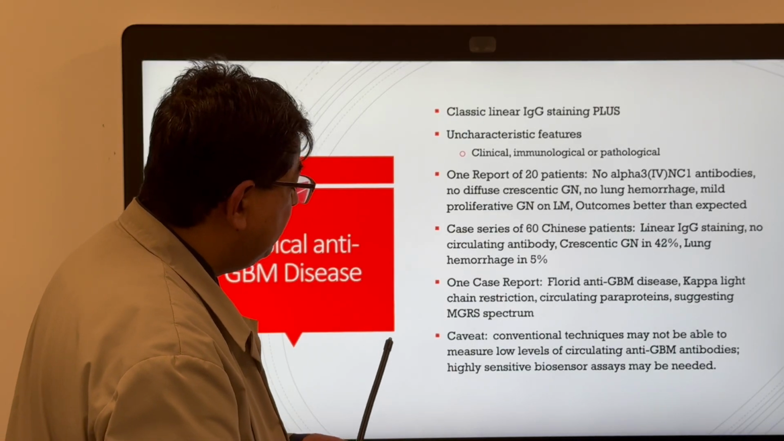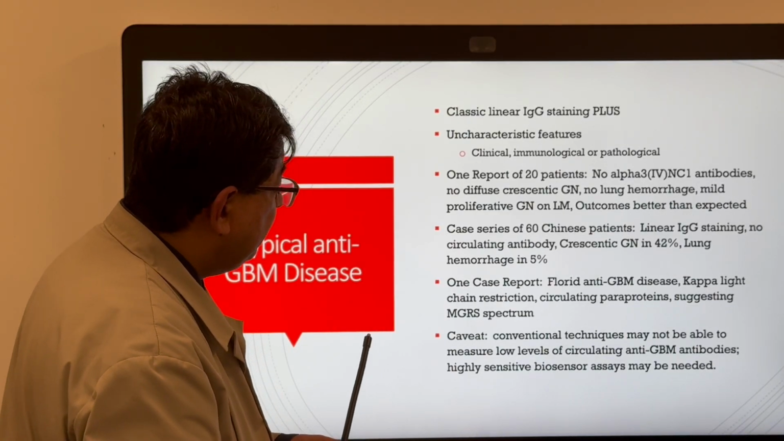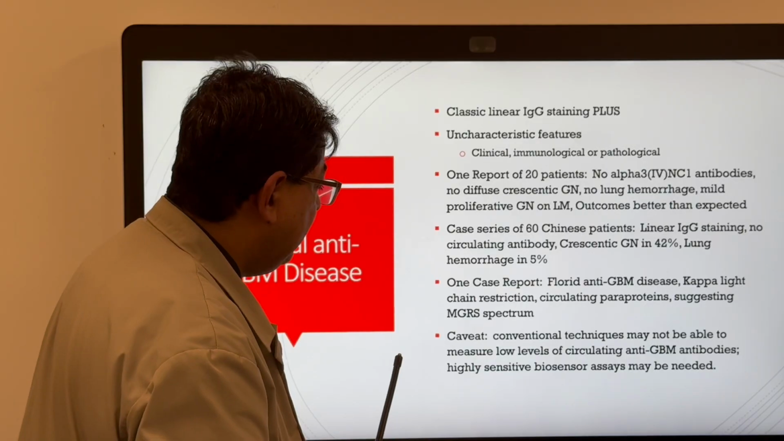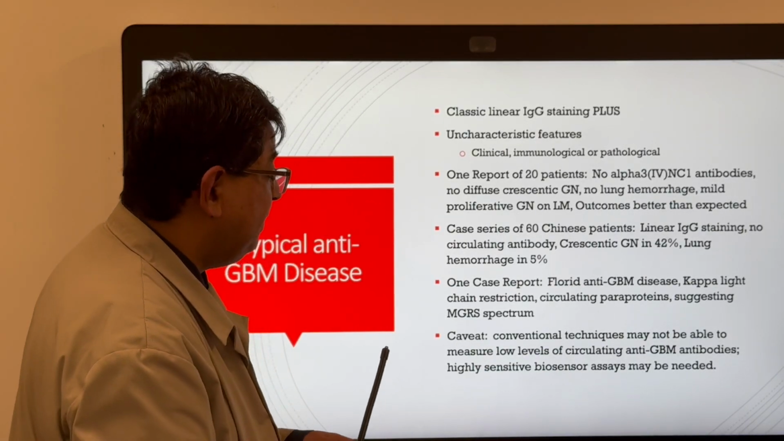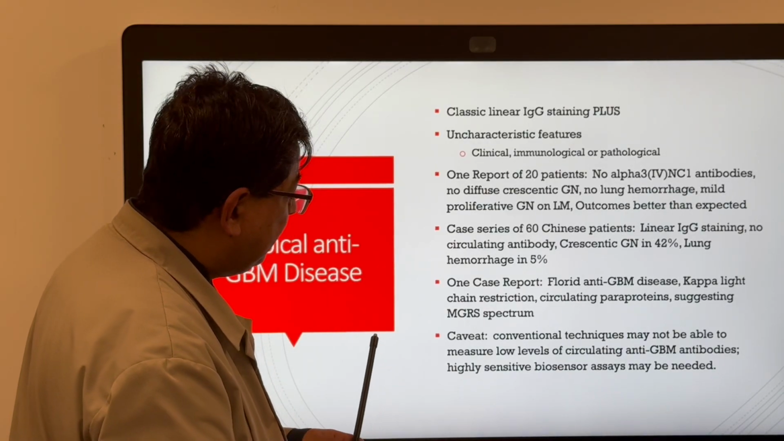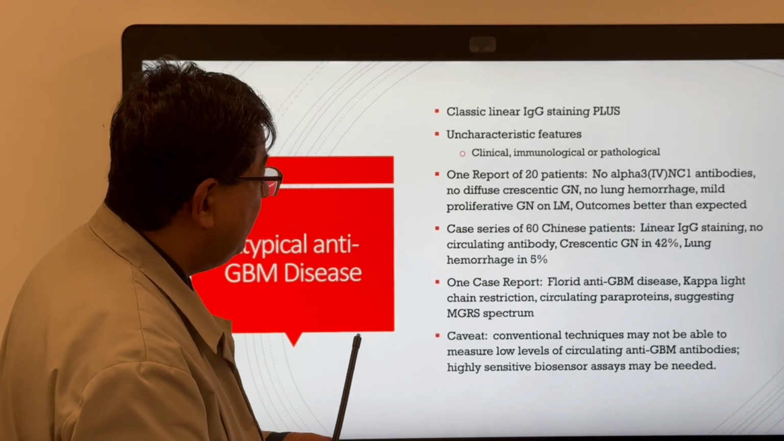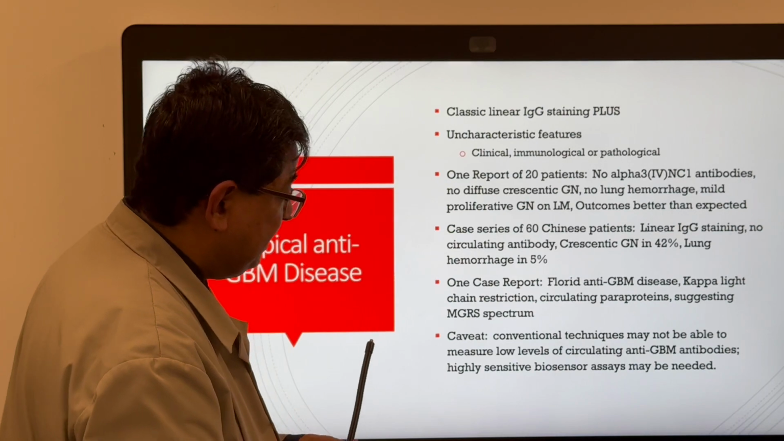So to keep in mind is that currently conventional techniques may not be able to measure low levels of circulating anti-GBM antibodies, and better, highly sensitive biosensor assays may be needed.